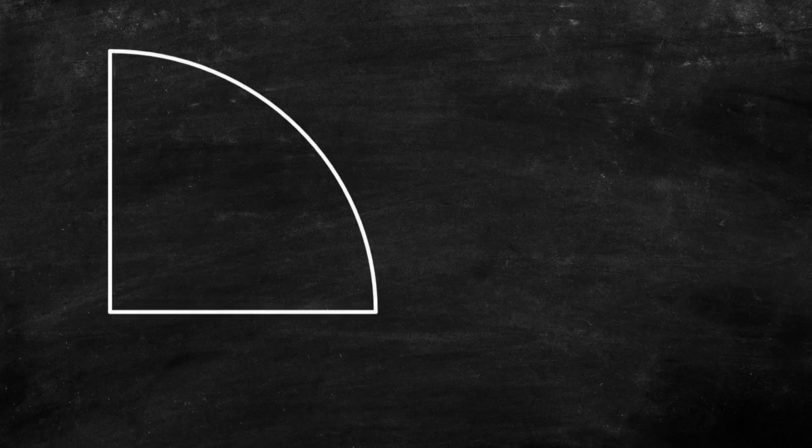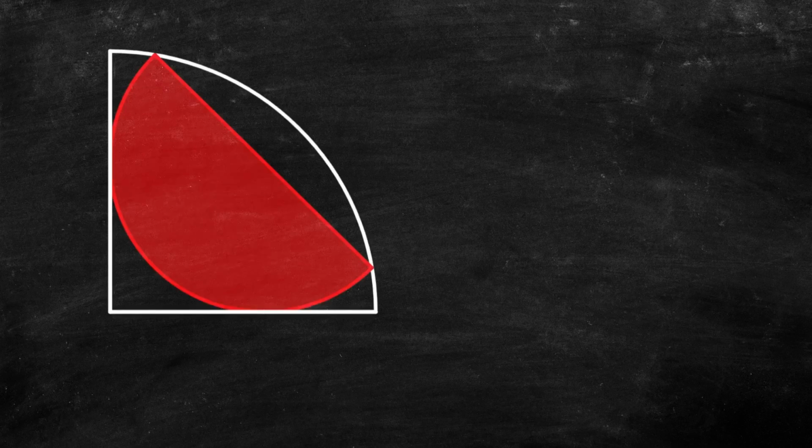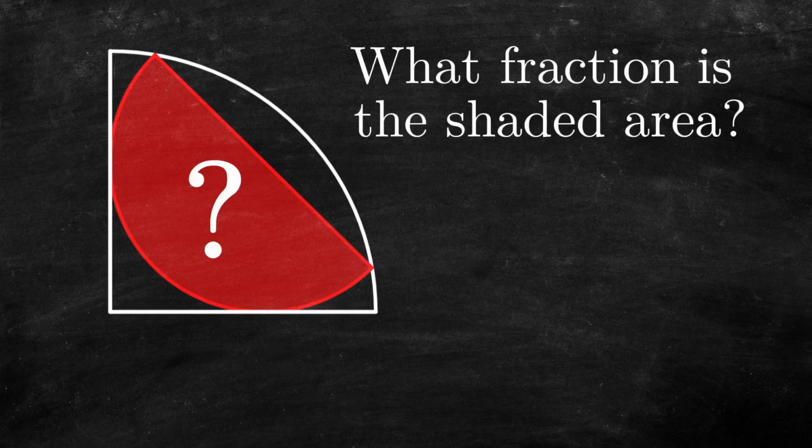Consider this quarter circle. Say we inscribe a semicircle as shown, such that the semicircle is tangent at 2 points on the sides of the quarter circle. What fraction is the area of the semicircle?